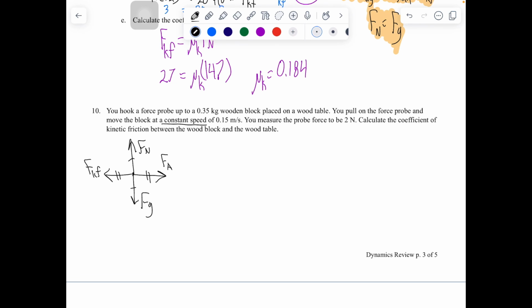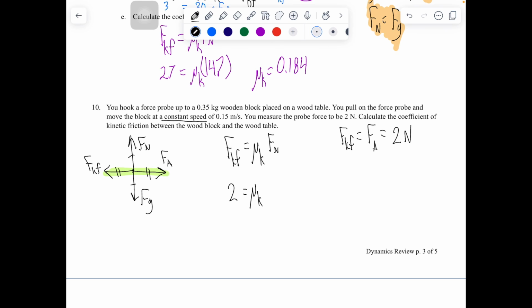Calculate the coefficient of kinetic friction. Well, that shows up in our equation for kinetic friction. It is the coefficient of kinetic friction multiplied by our normal force. We know our force of kinetic friction from our free body diagram right here. Applied force is equal to the force of kinetic friction. Our applied force is 2 newtons. So we can plug this in.